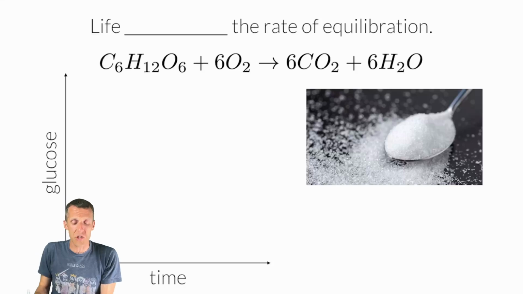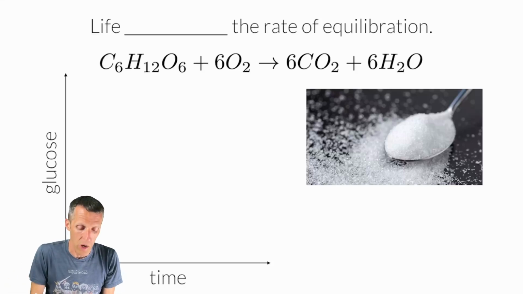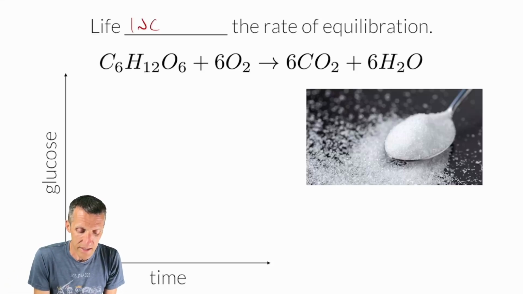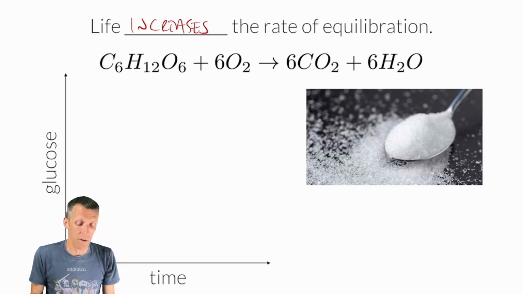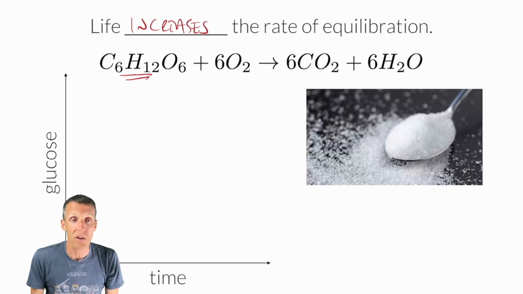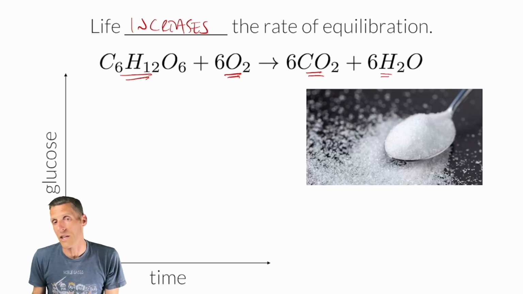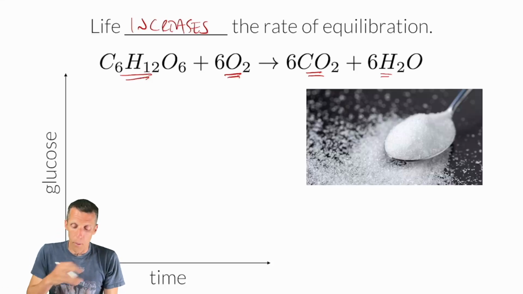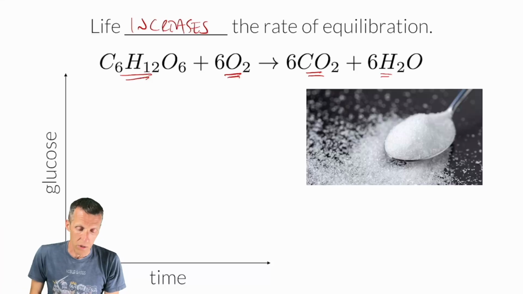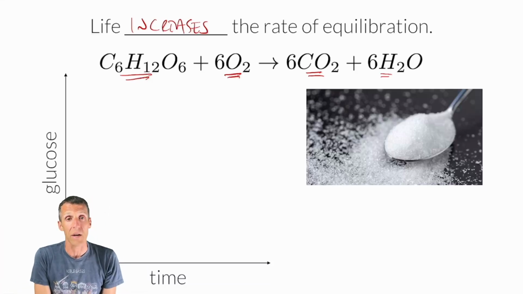So let's actually show this with sort of a thought experiment. So life increases the rate of equilibration of a reaction, right? So this reaction, it is extraordinarily favorable for glucose to interact with oxygen to form carbon dioxide and water. But you have glucose in your kitchen, or at least something like glucose. And so imagine you throw that glucose into maybe a cup of water, and you sit there and watch it and ask yourself, what is the concentration of glucose as a function of time?